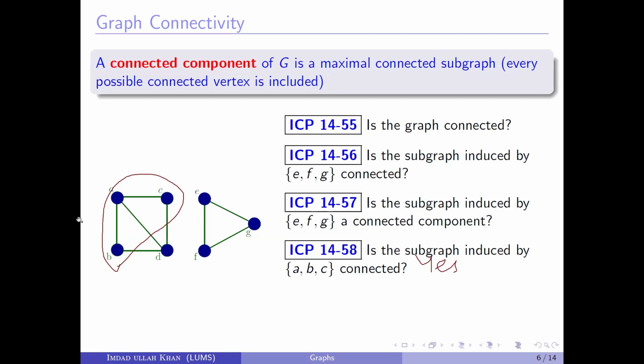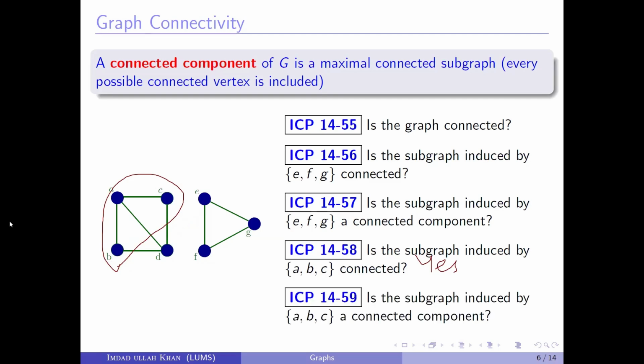Is the same subgraph induced over A, B, and C a connected component? A connected component is a connected subgraph which is maximal. So is this component maximal? The answer is no, because we can add a fourth vertex and still keep it connected. So the answer to the last ICP on this slide is no.